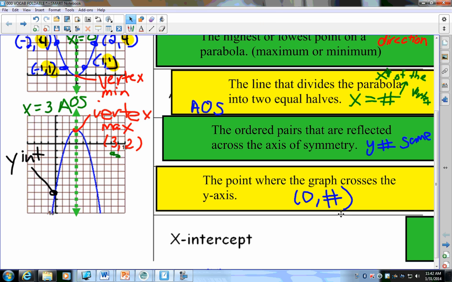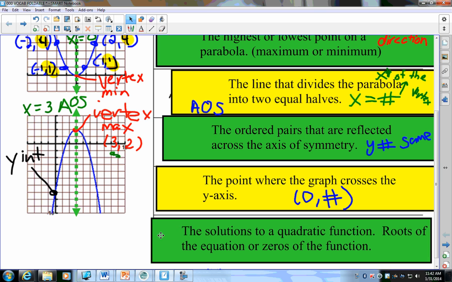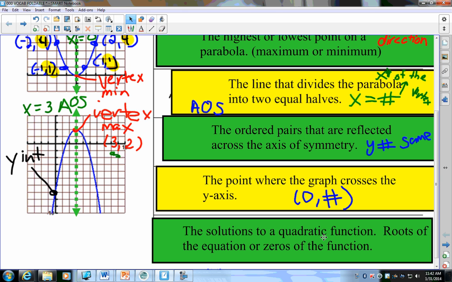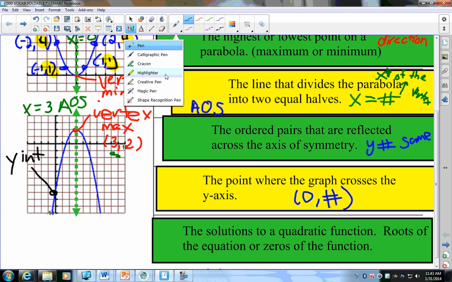The x-intercept is probably the most important thing when we're dealing with quadratics. The x-intercepts are actually the solutions to a quadratic function, and we'll deal with those later on when we start doing more with them in the next units. But they are the solutions to the quadratic. They are the roots of the equations or the zeros, and we have talked before about zeros.